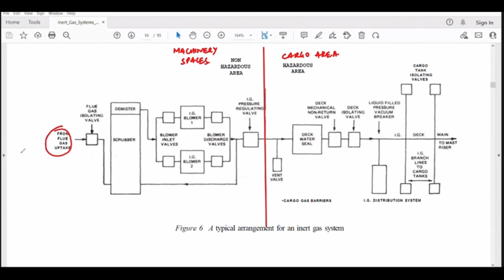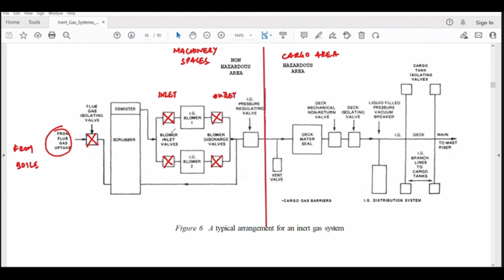Flue gas uptake will come from the boiler, right? There is a valve here. So the cross marks that I am drawing are all valves. Then we have the scrubber. What happens in the scrubber? From below, we will do this separately. From the scrubber it is going to come up, and then from there we are coming into the blowers. So there are two blowers. These are valves. The crosses are all valves. This is the inlet valve to the blower, and the outlet valve to the blower. So inlet and outlet.